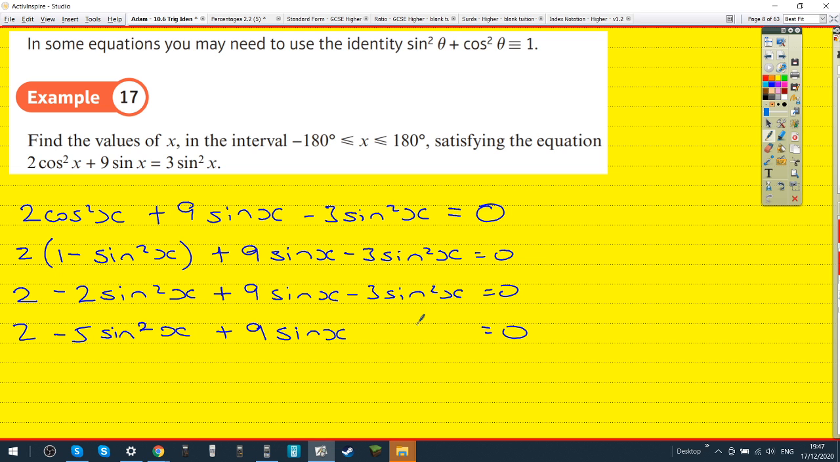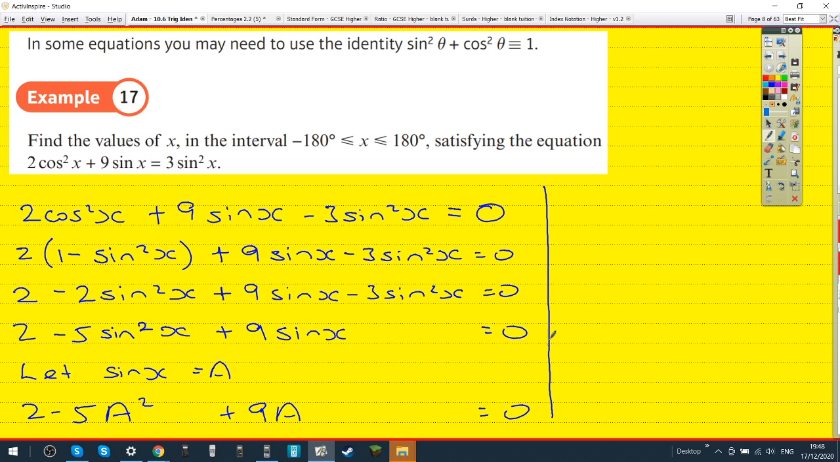And then would you let sine be a? Yep. So it'd be a minus, no, sorry, 2 minus a squared plus... Something's missing. 9a equals 0. Something's missing in there. Oh, sorry. 2 minus 5a squared plus 9a equals 0. Yeah.